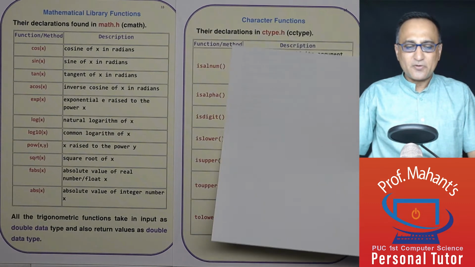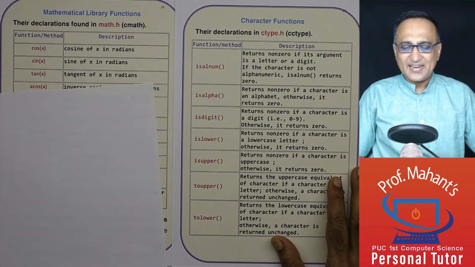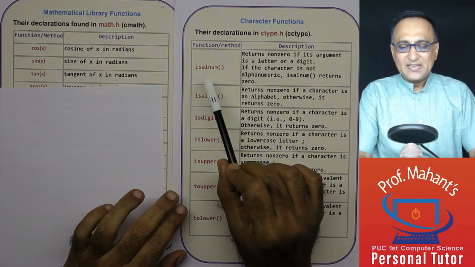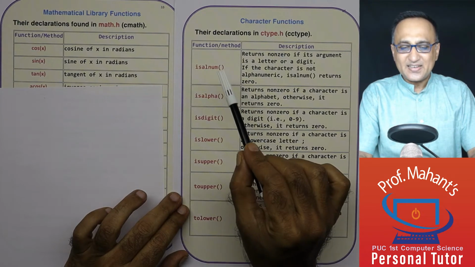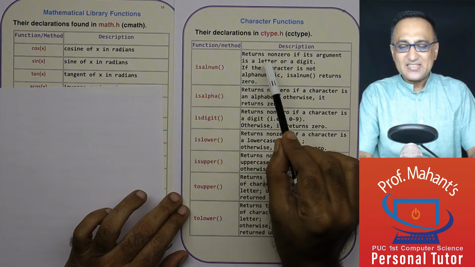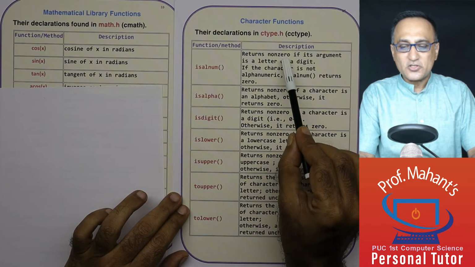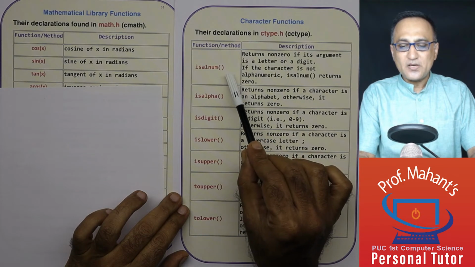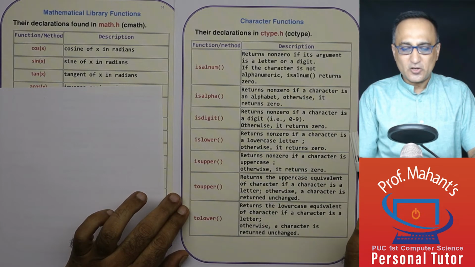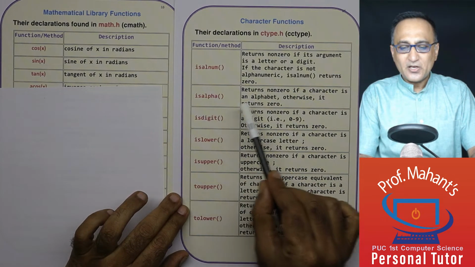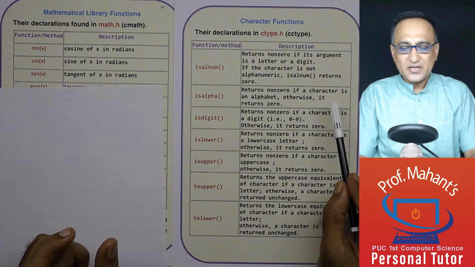Now let's take a look at some of the character functions. Character functions act on a single character. For example, isalnum. This tells us if a single character sent to this particular function is a letter or a digit. So if it is a letter or a digit, it will return a non-zero number. If the character happens to be a special symbol, like a question mark and all, it's going to return a 0. Now isalpha will tell us whether a given character is an alphabet between A to Z, otherwise it will return 0.